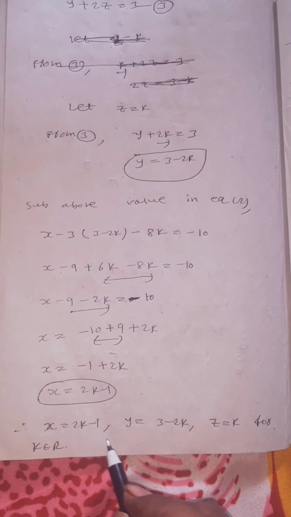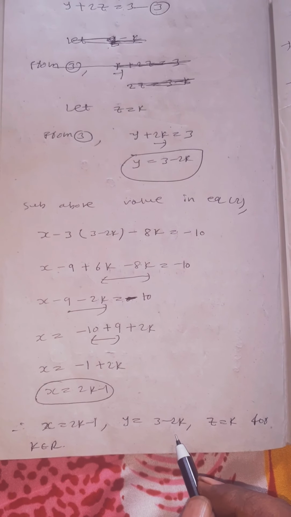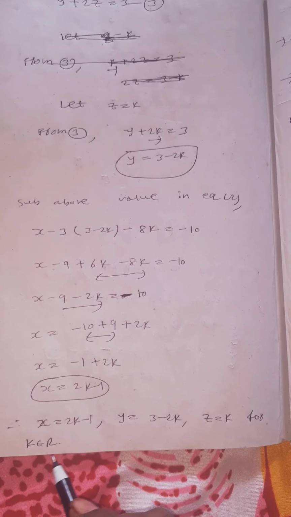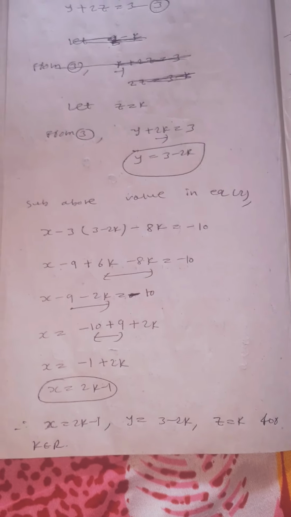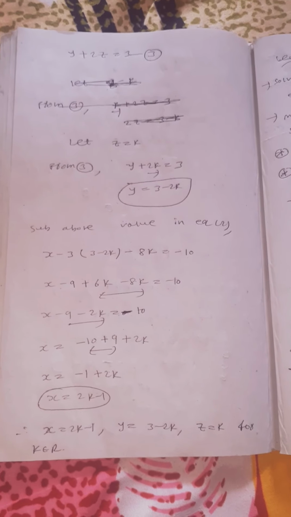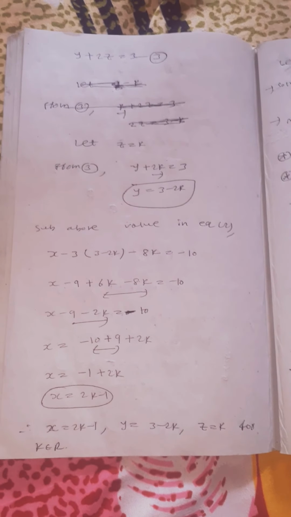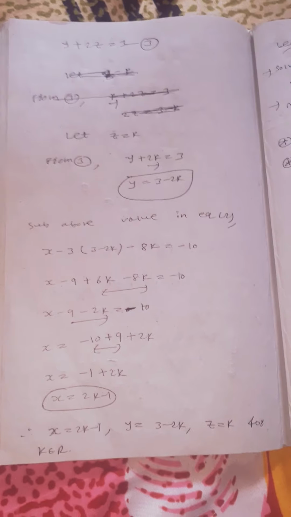Therefore x is equal to 2k minus 1, y is equal to 3 minus 2k, z is equal to k, for all k belongs to R. R means real numbers. So in this way we will find the rank problems, children. It is very important. Okay, thank you.